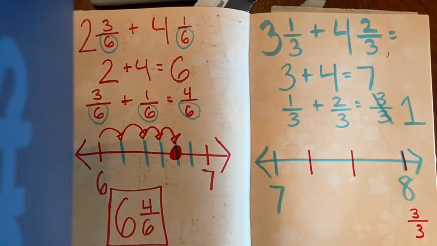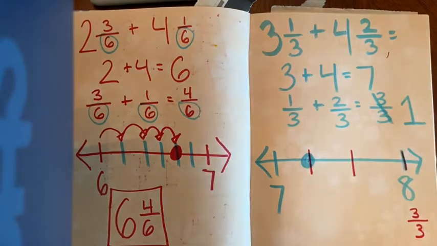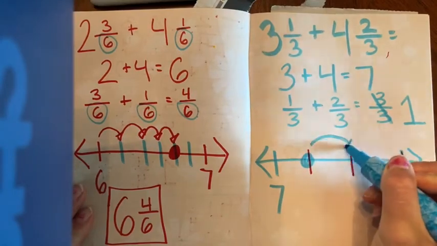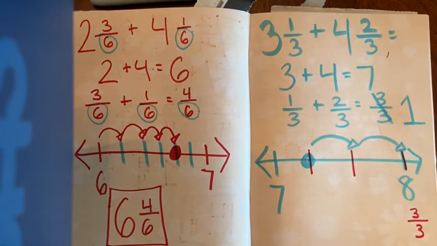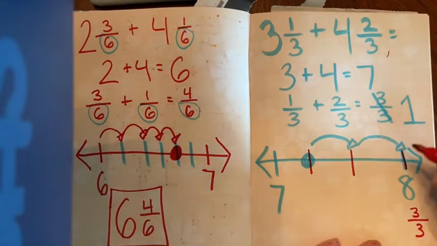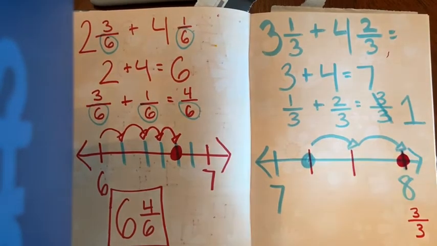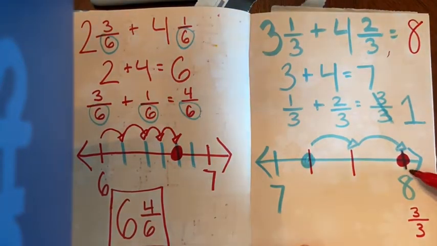So let's take our 7 1/3, which would be right here, and we're going to draw an arrow of where it will land when we add the 2/3 to it. 1/3, 2/3. Our fraction lands right on the 8 or the 3/3 mark, showing us that our sum of 7 1/3 plus 2/3 is going to be equal to 8.